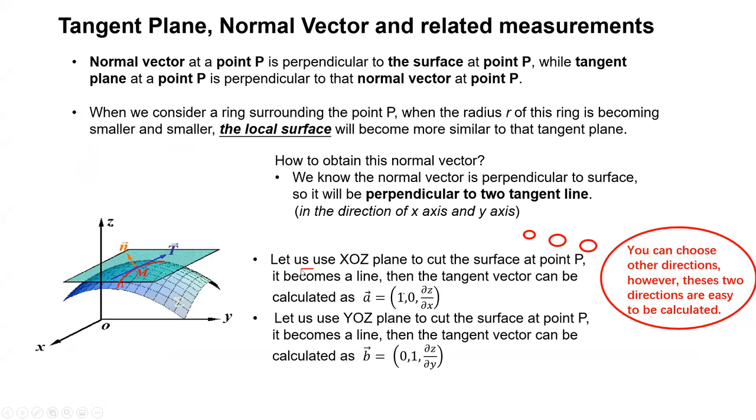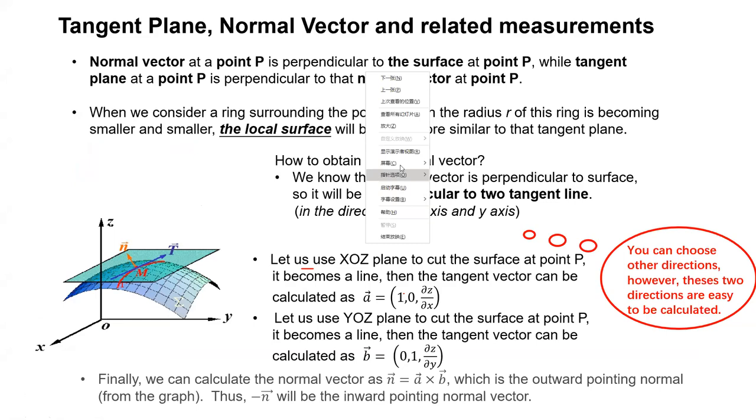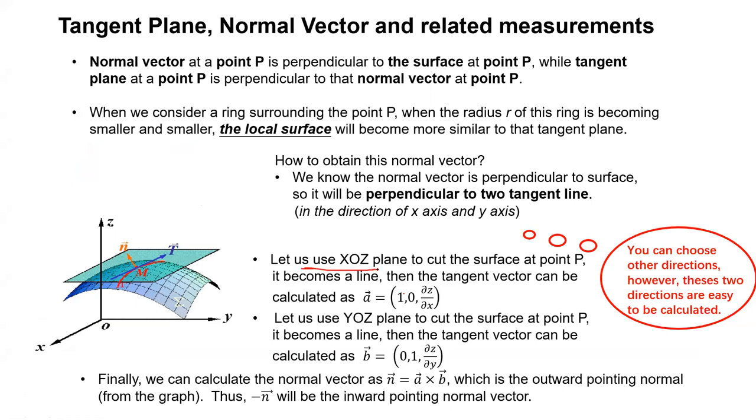The first, we use the XOZ plane. Use the XOZ plane to cut the surface at point P, point M, just here. We shift this plane to the point P, and we can get a curve. You can imagine it, there's a curve. And this curve at point P has a tangent line. And we calculate how to express this tangent line, and we write it down here. I don't want to talk about how to get it now, but later.